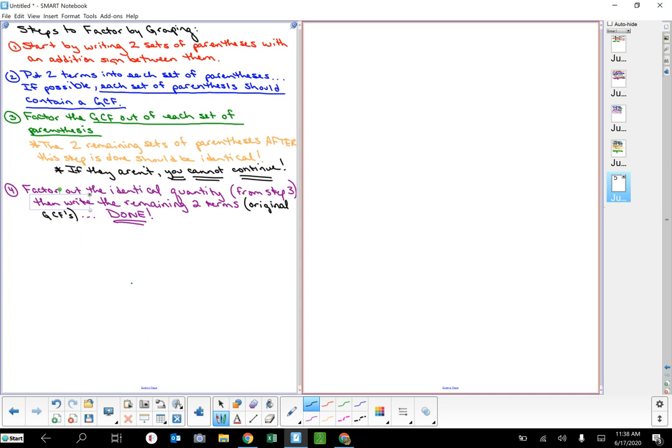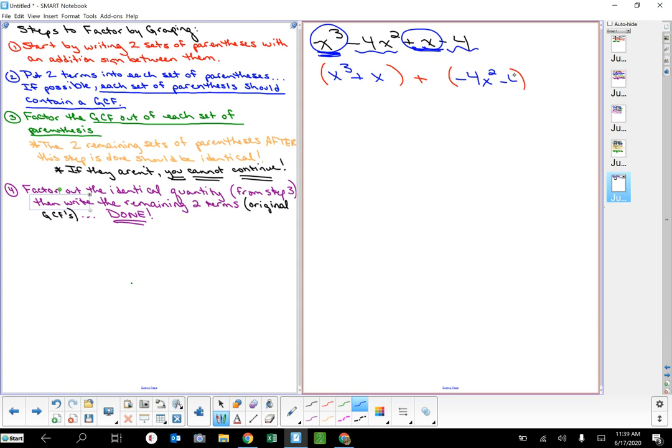I want to show you, similar to the last one, x cubed minus 4x squared plus x minus 4. All right, so start with 2 sets of parentheses with a plus sign in between. And in this one, I'm actually going to take my x cubed and my x and put that in the first set of parentheses. And always make sure you put them in these parentheses in the order that they're in the problem. So this one would come first, the x cubed, because it comes first in the problem, and then the x. Well, that's going to leave us these 2 terms, negative 4x squared minus 4.